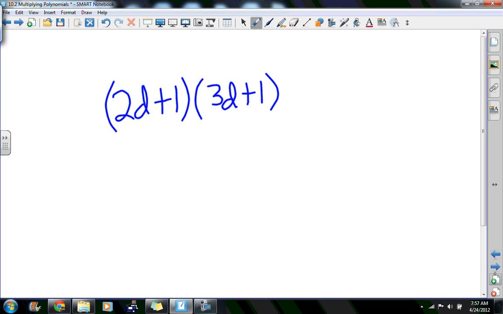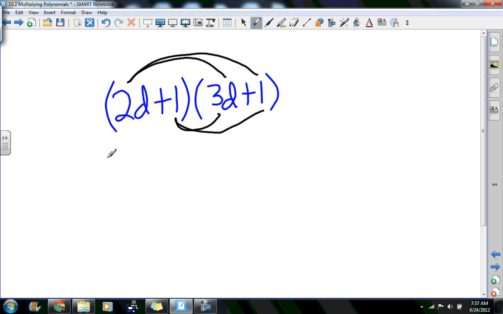So here's an example. I want you to try this on your own. Okay, so let's see how this went. We take the d and we distribute it into both terms, or the 2d, and then we take the 1 and we're going to distribute it to both terms.